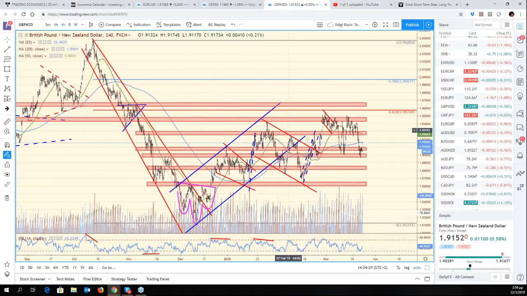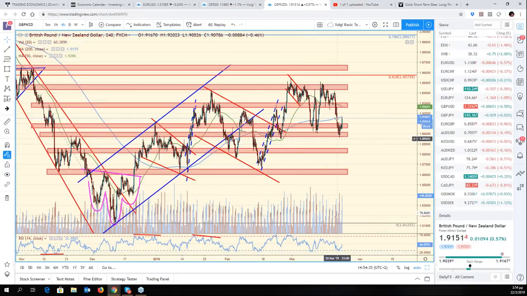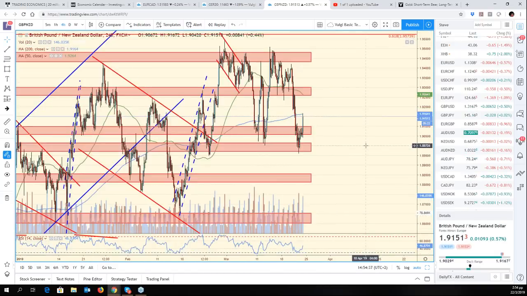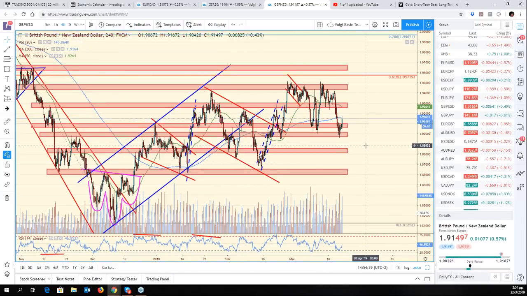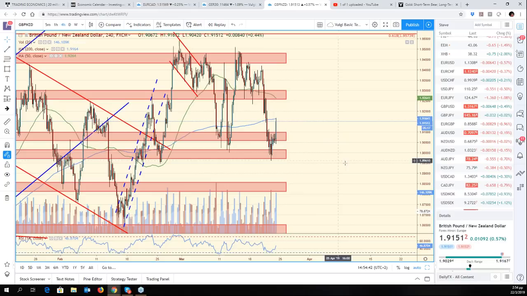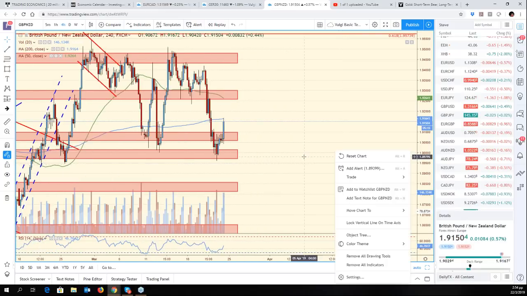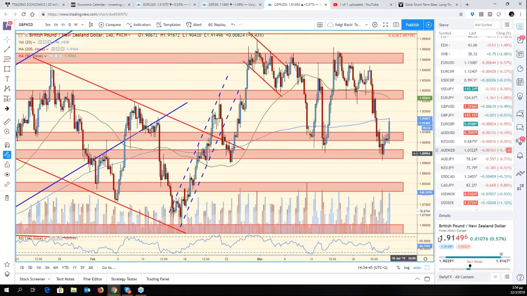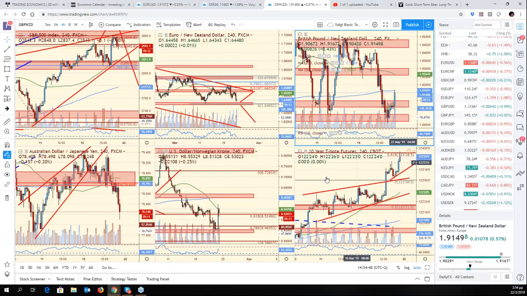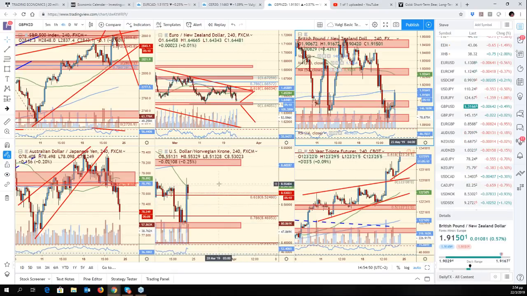And pound Kiwi, the less clean of all of them, simply because, as you see, some horizontal chop. But it doesn't matter. Three out of four had some nice technical levels, trend lines, etc. to monitor. So I do think it was worth reviewing them. Now, let me go through some of your questions.